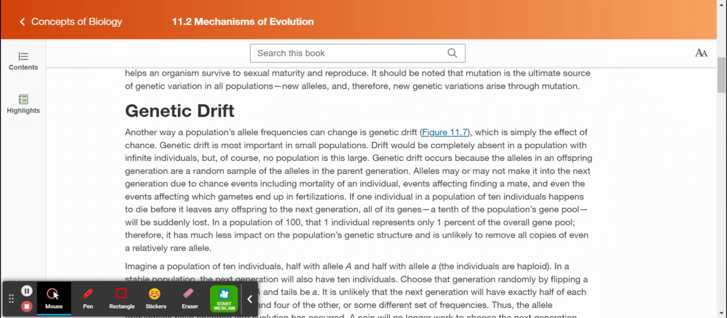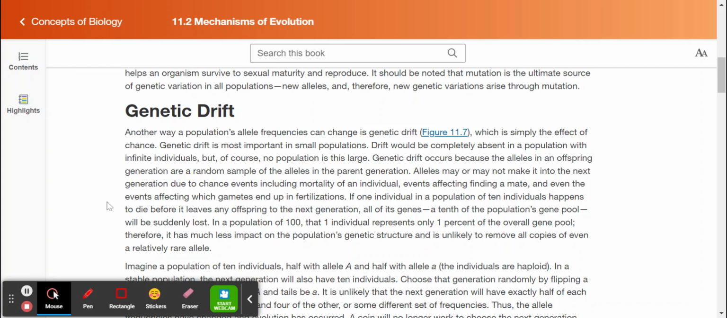Genetic drift. Another way a population's allele frequencies can change is genetic drift, which is simply the effect of chance. Genetic drift is most important in small populations. Drift would be completely absent in a population with infinite individuals, but of course no population is this large. Genetic drift occurs because the alleles in an offspring generation are a random sample of the alleles in the parent generation. Alleles may or may not make it into the next generation due to chance events, including mortality of an individual, events affecting finding a mate, and even the events affecting which gametes end up in fertilizations.